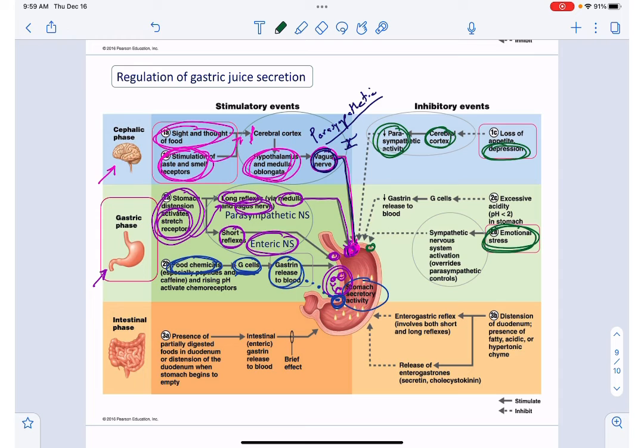Emotional stress can do this by activating the sympathetic nervous system. Remember, the parasympathetic and sympathetic nervous systems are antagonistic to each other. Okay, they butt heads with each other. And so the sympathetic nervous system is going to inhibit gastric juice secretion.